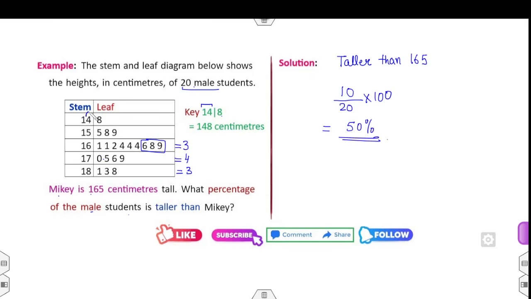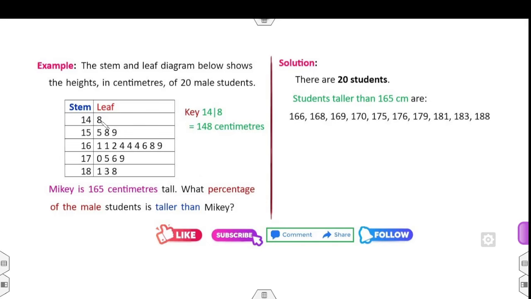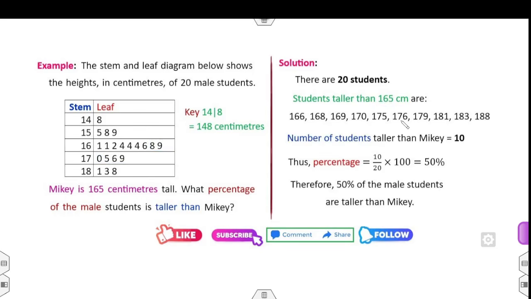Otherwise, you can write the numbers, that is 148, 155 and so on. Look at all those numbers which are greater than 165: 168, 169, 170, 175, 169, 176, 179 and so on. So how many total pieces of information do you have? The total information you have is 10. So 50% is the percentage of the male students who are taller than Milky.